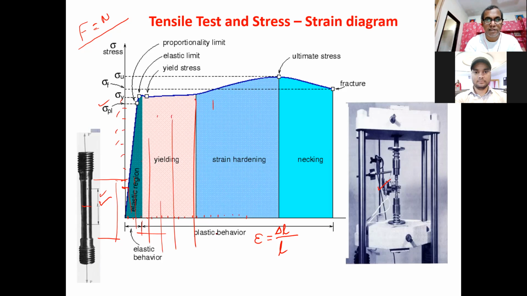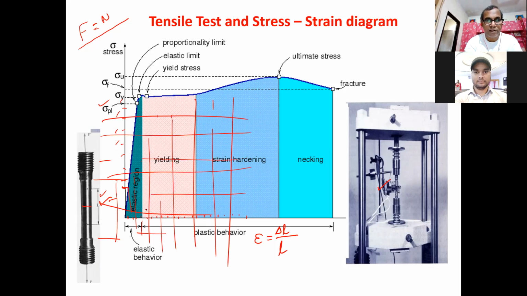drawn these lines like this and these lines like this, and you will get some cross points. So these cross points will be there, and when you join those points, you will get a diagram. That diagram will be called the stress strain diagram. Clear hai? Yes, okay.